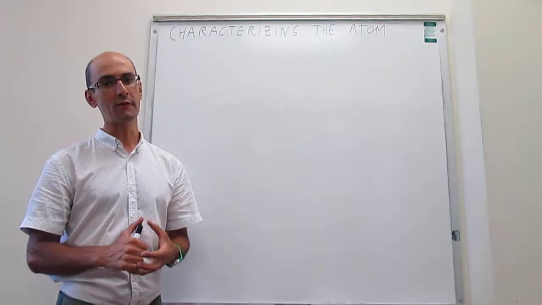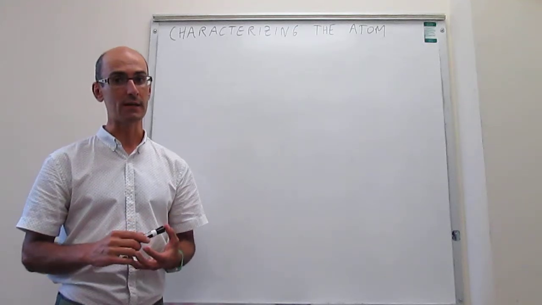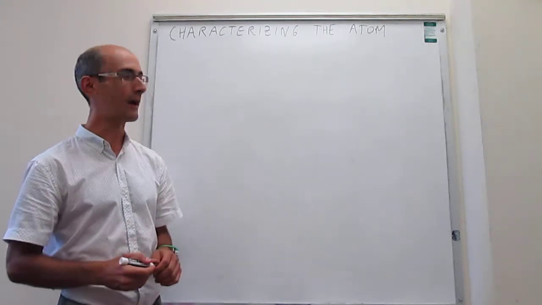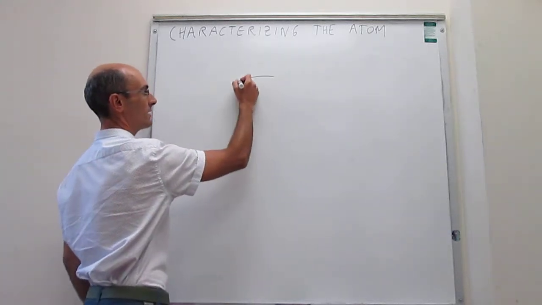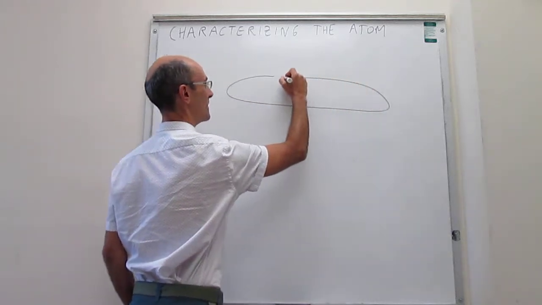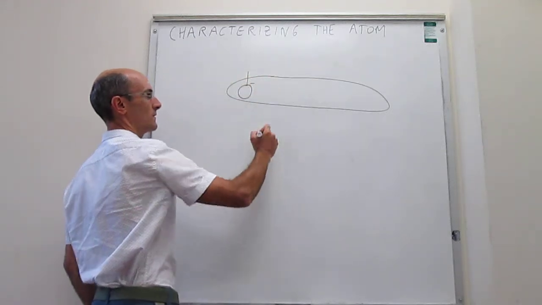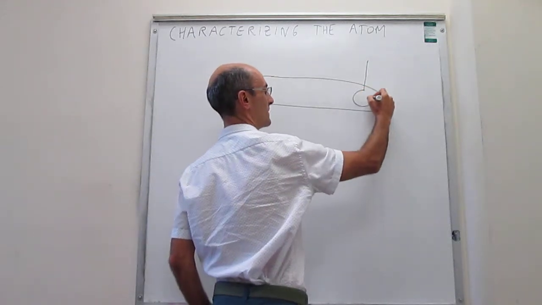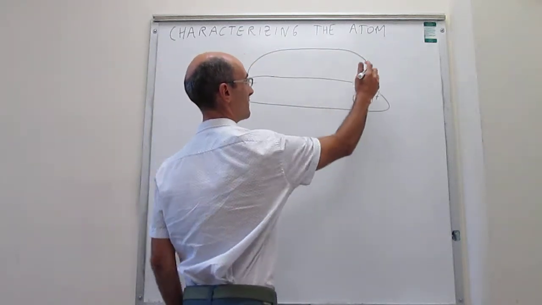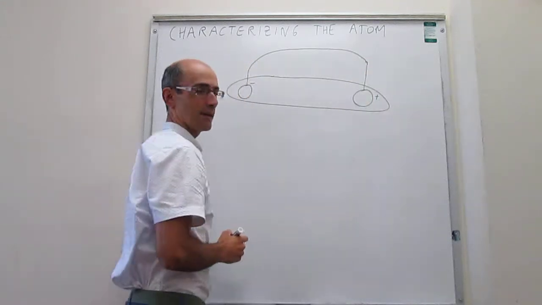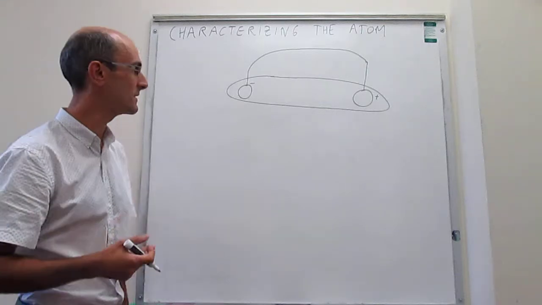The first set of experiments that we're going to talk about were the experiments by Thomson with a cathode-ray tube. The experiment is as follows. Imagine a large glass vial that has two electrodes. One is going to be negative, that is the cathode, and one is going to be positive. You can have a source of potential and apply a huge electrical discharge to these electrodes and see what happens.